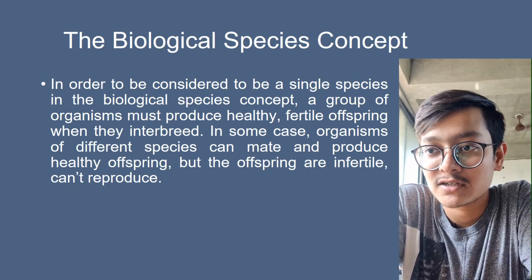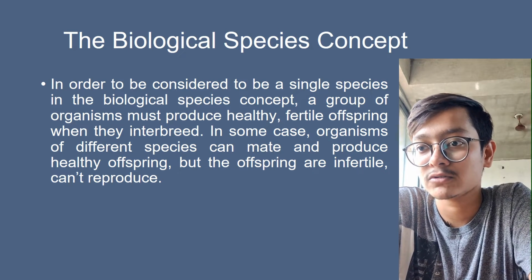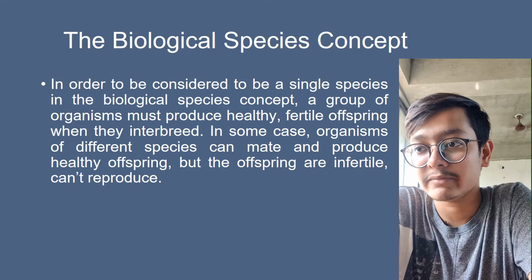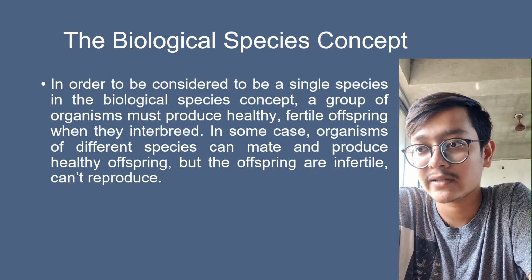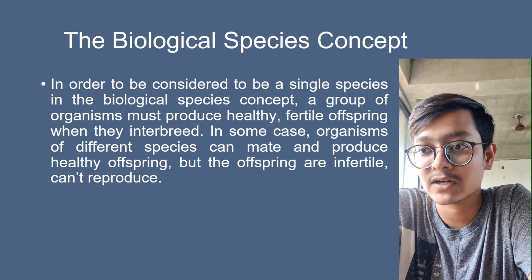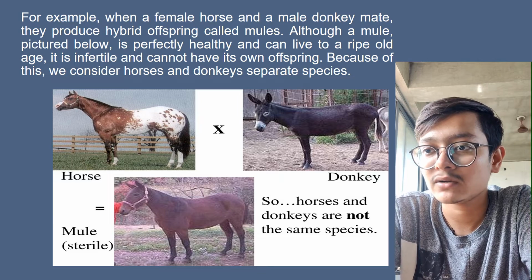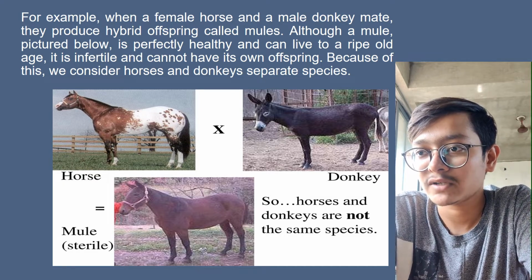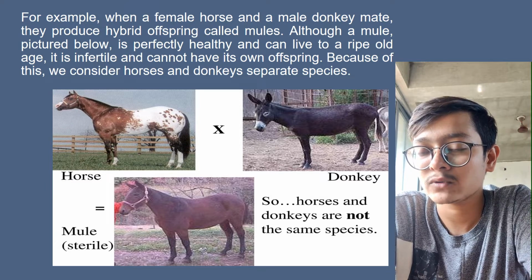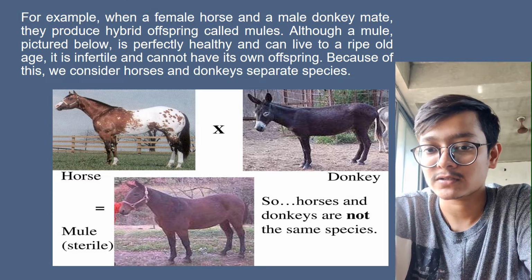In order to be considered a single species in the biological species concept, a group of organisms must produce healthy, fertile offspring when they interbreed. In some cases, organisms of different species can mate and produce healthy offspring, but the offspring are infertile and can't reproduce. For example, when a female horse and a male donkey mate, they produce hybrid offspring called mules. Although the mule pictured below is perfectly healthy and often lives to old age, it is infertile and can't have its own offspring. Because of this, we consider horse and donkey different species.